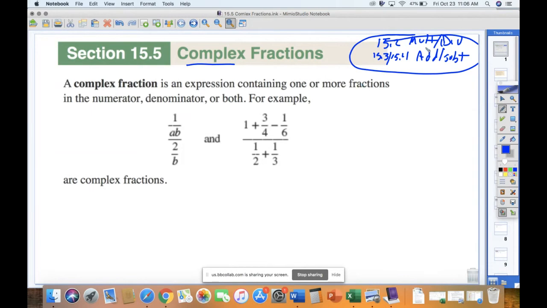Okay? We're going to have multiplication. Well, maybe not so much multiplication. We're going to have division, addition, and subtraction all in one expression. And we're going to have to address that. Okay? How do we make it simpler? Because as I look, this looks complicated in its own way, but this definitely looks complicated.